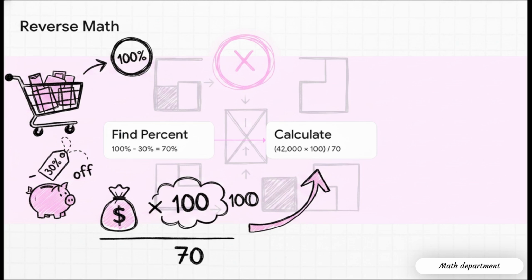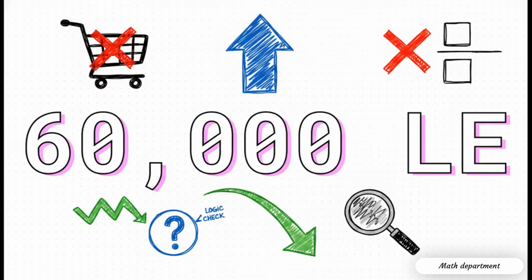When you set the fraction up neatly like this on your paper, the cross multiplication becomes an absolute breeze. And there we go. Our original price was $60,000 LE. Now here's a pro tip. Always do a quick logic check. Our starting price of $60,000 LE is higher than our discounted price of $42,000 LE. That makes perfect sense, right?